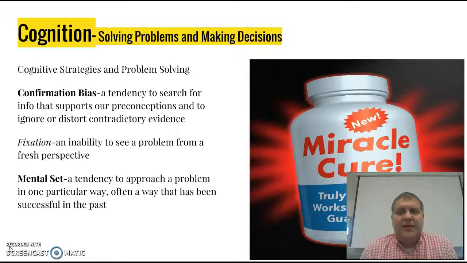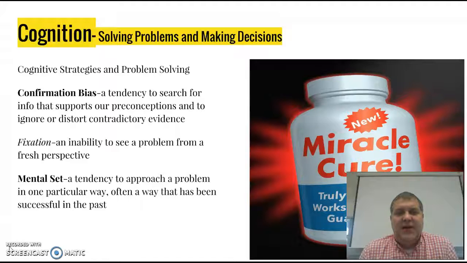Confirmation bias. This is when you think something happened or is going to happen, or you say, I knew that was going to happen to me today because of such and such. So you search for information that supports your preconceptions and ignore or distort contradictory evidence. This is where you think, the reason I don't do well on tests is because, or the reason I do well on tests is because. Fixation is an inability to see a problem from a fresh perspective. So you are fixated on something. You don't see it from different angles. You only see it from the angle that you want to see it at.